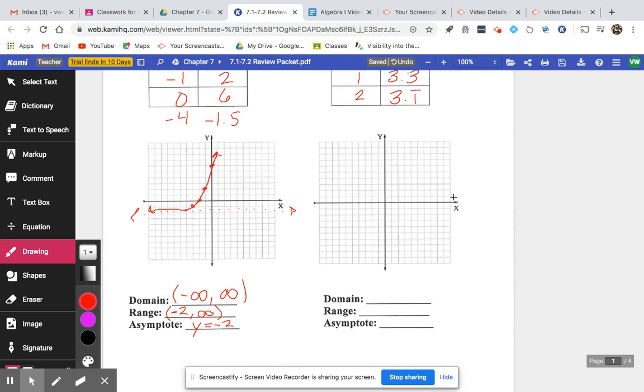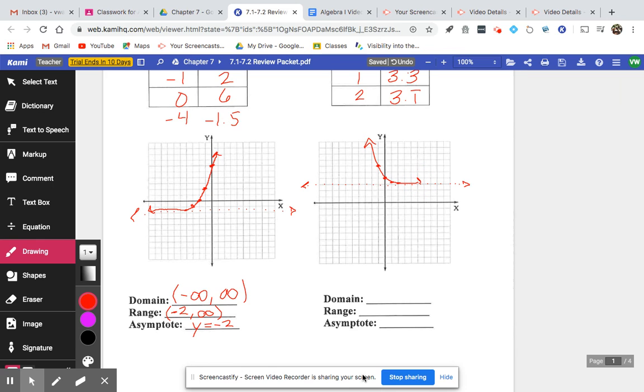-1, 6, 3, 4, 5, 6 right here. 0, 4, 1, 2, 3, 4 right there. Perfect. 1 is 3.3, 1, 2, 3. Okay, right about there. And 2, 3.1, even closer. Okay. So right off the bat, I can kind of see where my asymptote might be. I think it's going to be right there. I'm going to go ahead and connect the dots that I've already got.